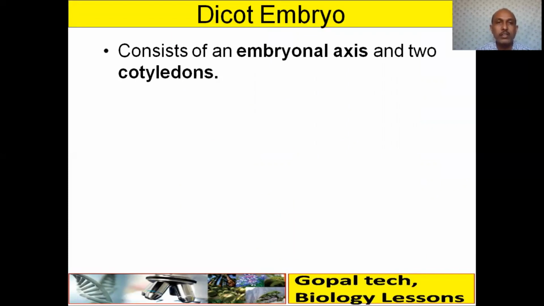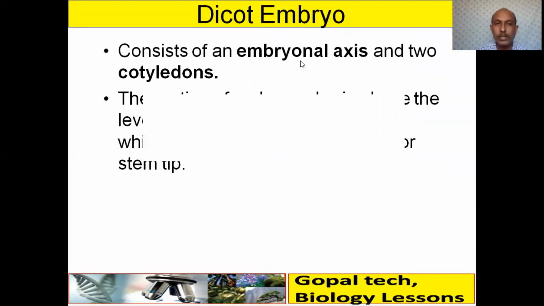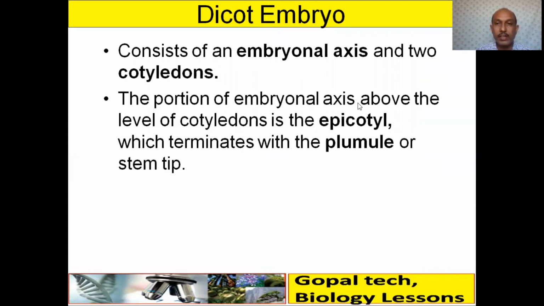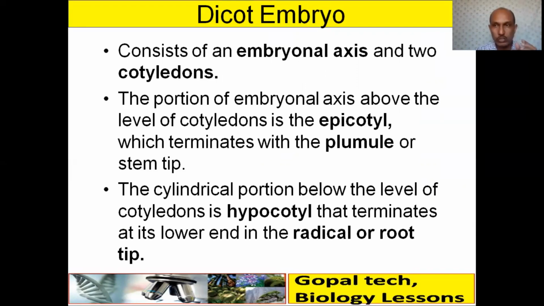You will draw the diagram. It consists of the embryonal axis and 2 cotyledons. The portion of the embryonal axis above the level of cotyledons is called epicotyl. Epi means above the cotyledons, which terminates with the plumule or stem tip or shoot tip. The cylindrical portion below the level of cotyledons, hypo means below cotyledons, terminates at the lower end of the radicle or root tip. So the upper shoot tip part is the epicotyl and the lower root tip part is the hypocotyl.